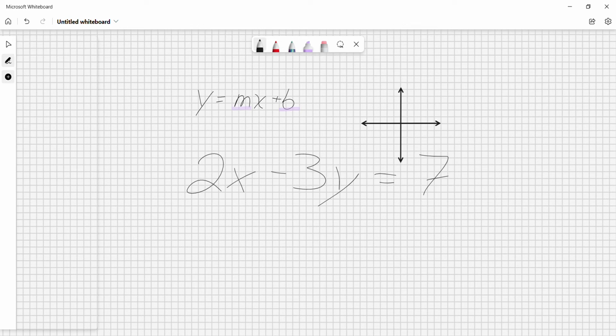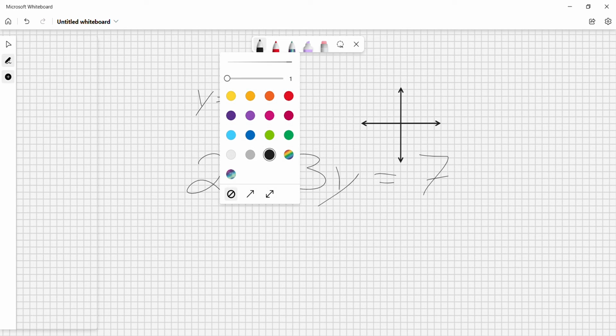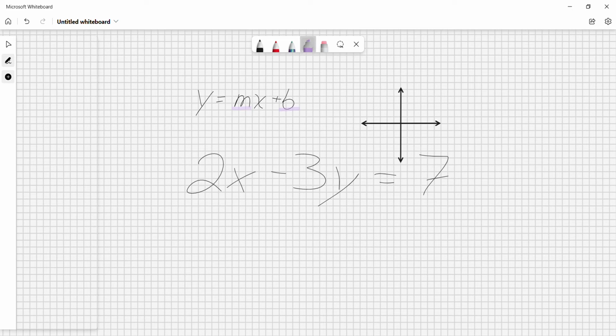So I'm going to subtract 2x from both sides of the equation. I have to subtract it from this side and from this side. So in order to do that, when I subtract 2x from the left, I will have no x term remaining. So I will have just negative 3y. Negative 3y equals negative 2x and 7.